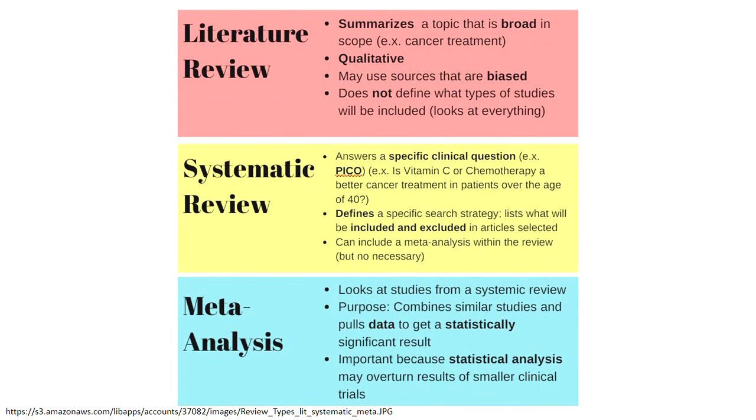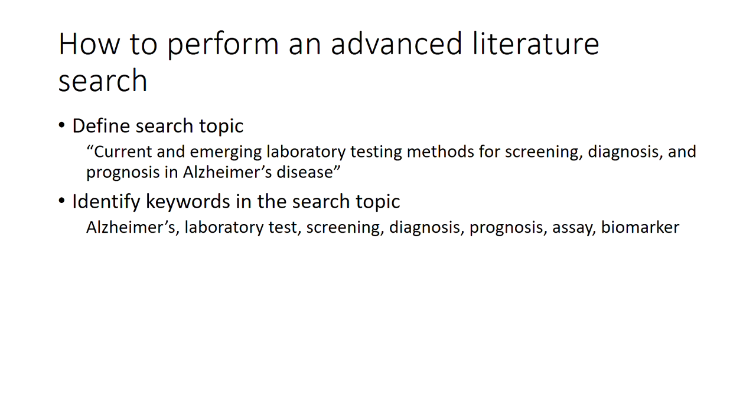So a literature review is qualitative and it's a summary of the literature. A systematic review is more quantitative and is designed to answer a specific clinical question, and it may include a meta-analysis, but it doesn't have to. And the meta-analysis is a systematic review that analyzes the primary data and draws its own conclusions.